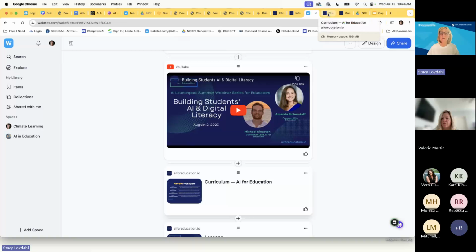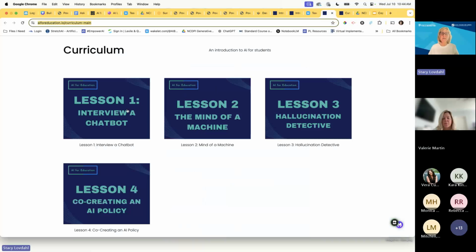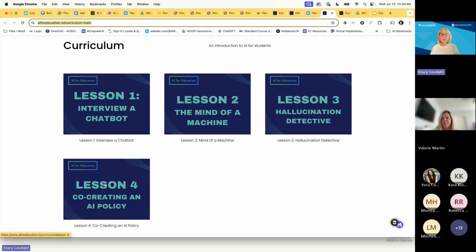And what I really like about this video is that they talk about how they designed this unit to begin with and what they were thinking about when they put it together. Using backward planning, they talked about how they wanted students to end up with this co-created AI policy for their school or their district. And in order to design an AI policy, you have to understand how AI works.